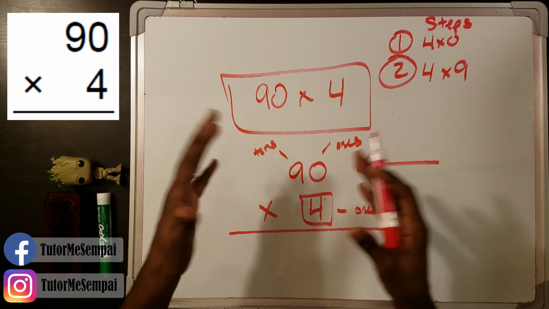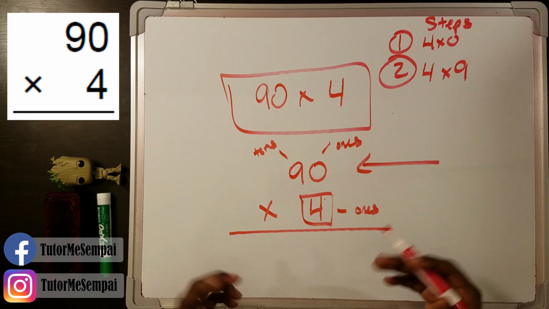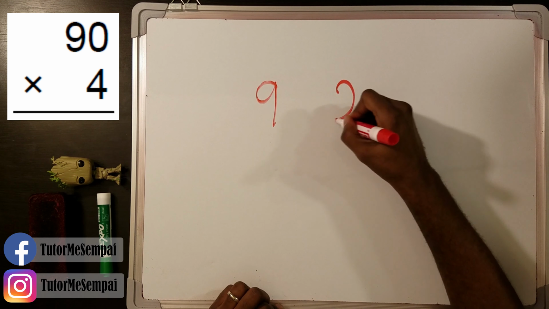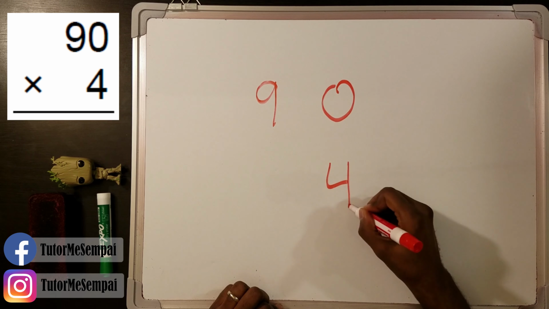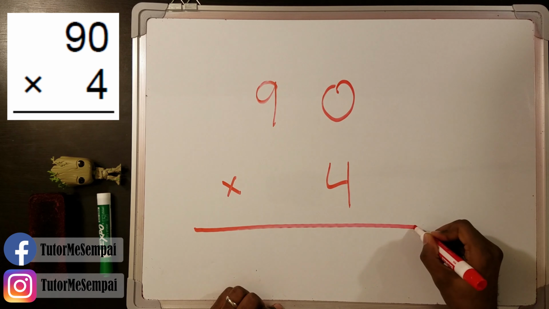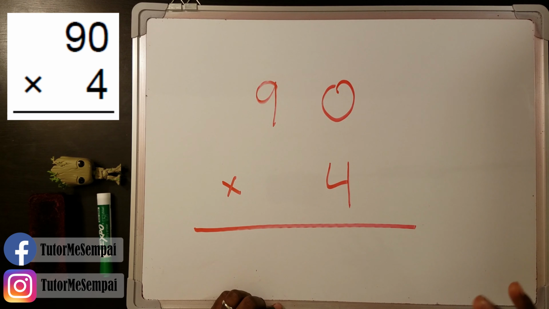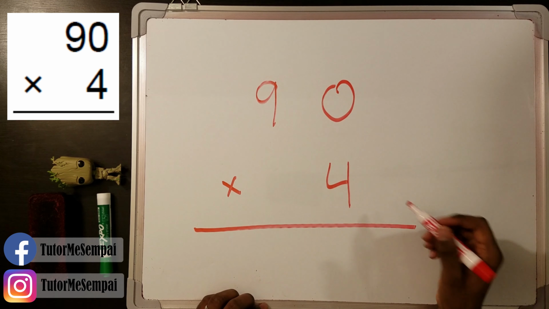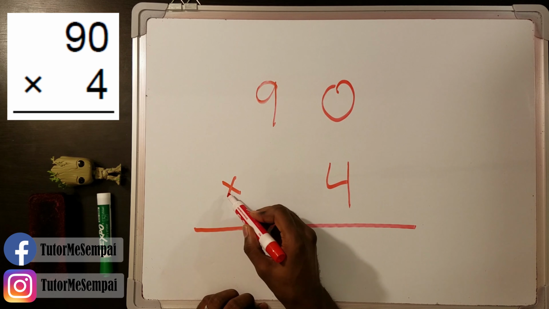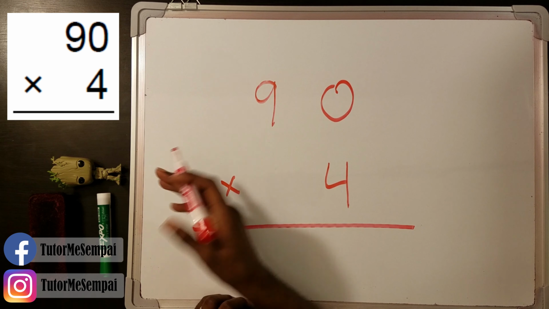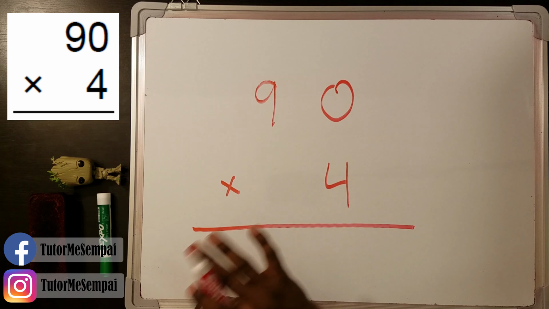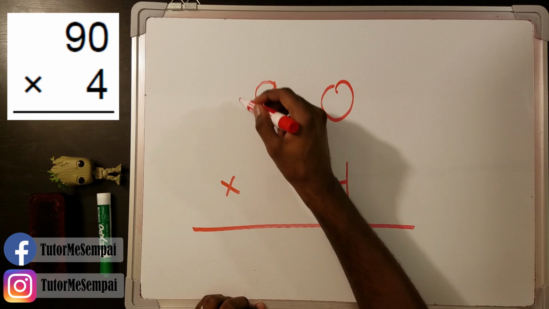So now that we talked about the setup and the steps, let's actually multiply this out and see what we get. So we have 90 and 4. And I wrote this very big because I want to break this out in ways that you're going to remember this. So we have our 90, our bigger number in the top, we have our smaller number in the bottom, and we have our multiplication sign outside of the bigger number. So you see, the multiplication sign doesn't get matched up with the place value. Don't do that. Make sure it's always separate.